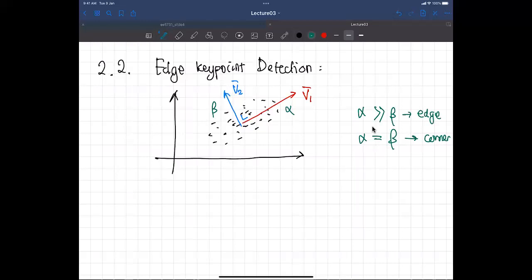Through alpha and beta, the relationship between alpha and beta, we will be able to judge whether the distribution of points is an edge or a corner. Any questions here?